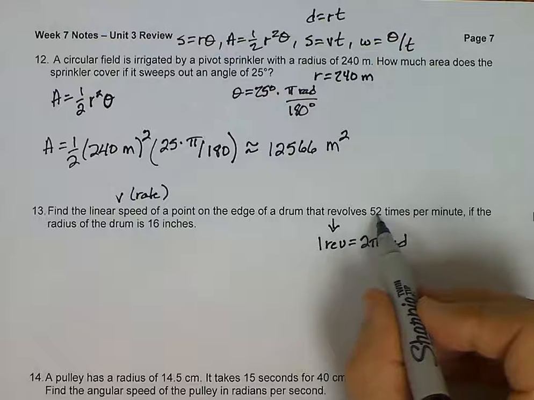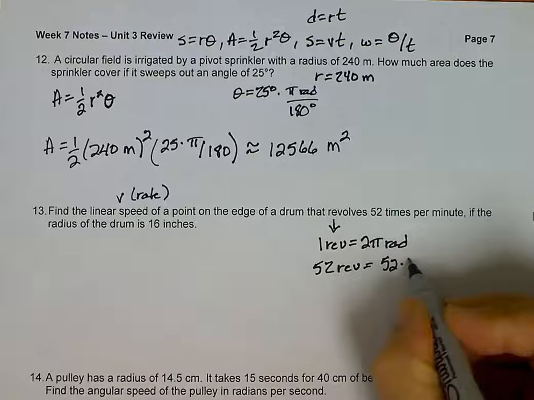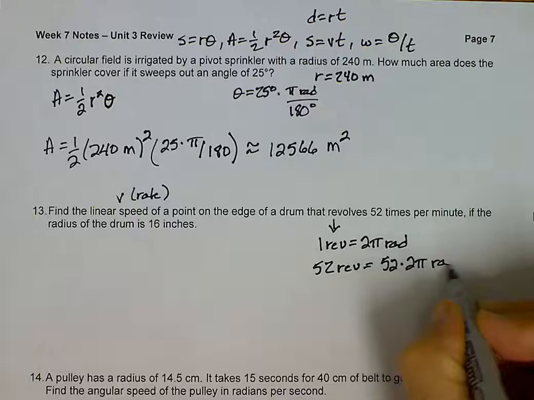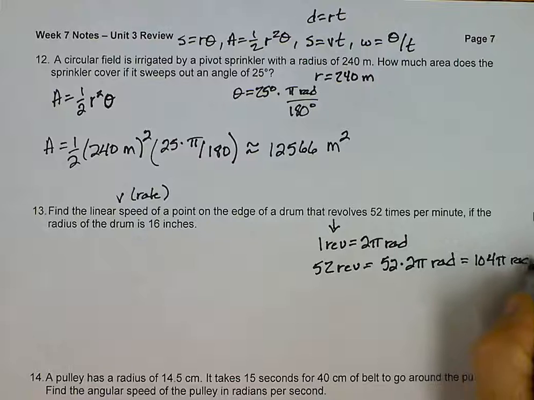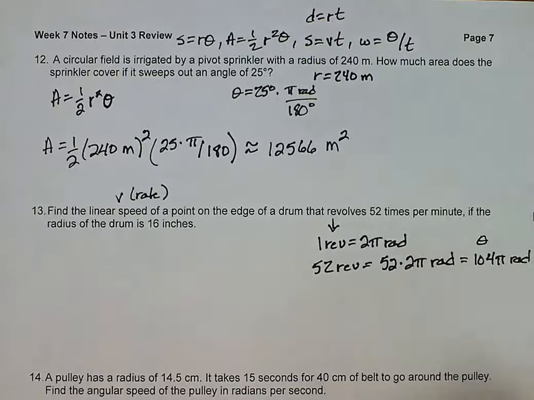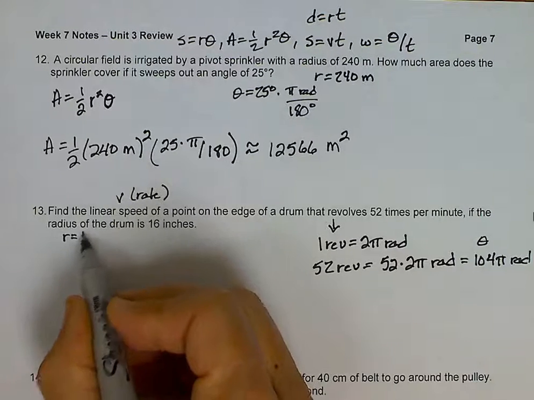That means that 52 revolutions is going to equal 52 times 2 pi radians. That would give us 104 pi radians for our angle. So this would be theta. We also have a radius for the drum. Well, this is R in inches.